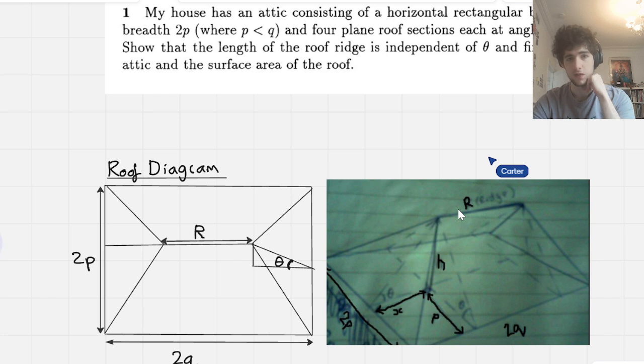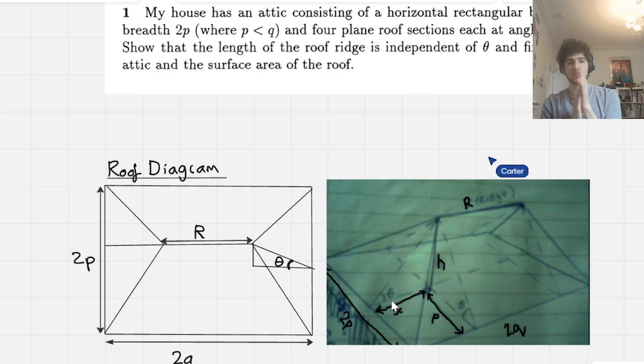But the first part of the question is we need to figure out what r is, and we need to show that r is independent of theta, right? And so obviously theta is just that angle. You can see that theta is drawn in here. I tried to draw it in my diagram, but it wasn't the best. But in the diagram on the right, you can see that theta is just the inclination of the planes to the ground. I couldn't really do any better than that. That's pretty good.